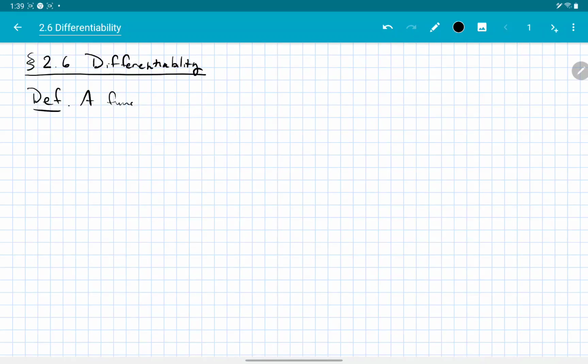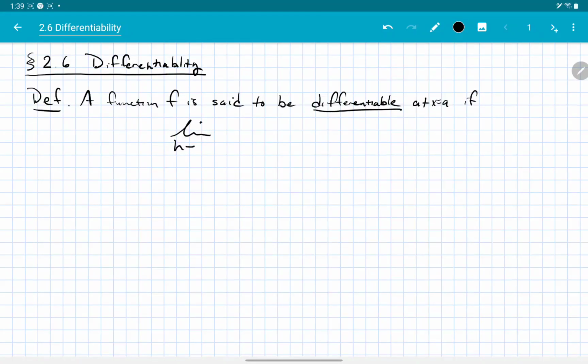A function f is said to be differentiable at a point A, let's say x equals A, if the limit as h goes to 0 of f of a plus h minus f of a divided by h exists.